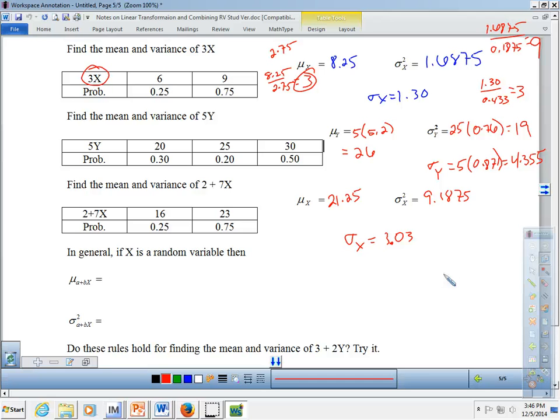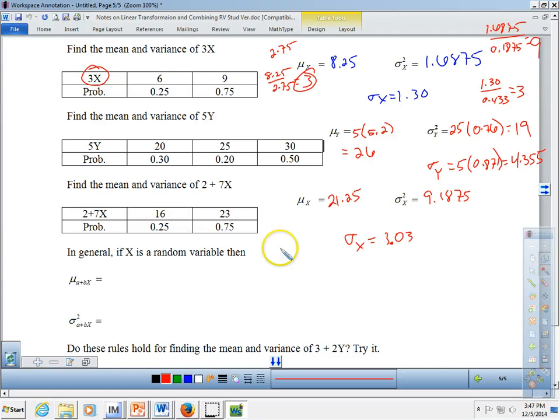If you didn't, again, come talk to me and we'll figure out why. But that's what you should have gotten when you did 16 times 0.25 and 23 times 0.75 and added them together: 21.25. And then when you go through your standard deviation or variance formula, you should get these values over here. So let's take a look and see how this compares to your original mean, standard deviation, and variance.